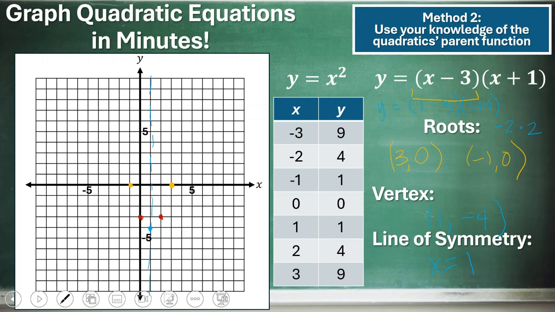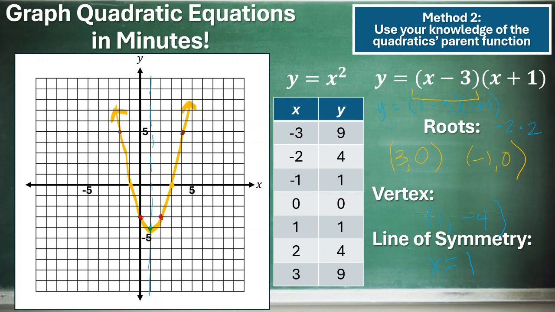And then we have one more to plot. And those are going to be over 3 from here and up 9. So 1, 2, 3, 4, 5, 6, 7, 8, 9. Okay, here. And then 1, 2, 3 from here. And then we can just connect these points. And that's how you quickly sketch a parabola when you have your equation in factored form.